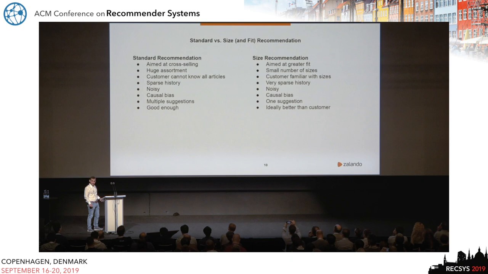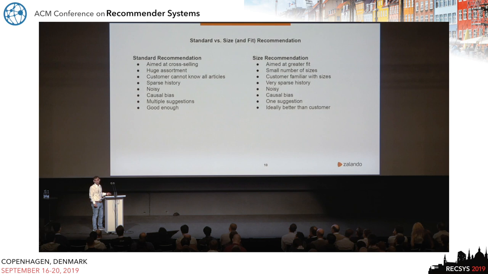Sparsity, here we have very sparse data, because again, you may have bought 10 different articles, but only two of them might be shoes, and now we want to recommend a size based on features. In both cases, there is noise, cost, and bias. Here you can make multiple suggestions, but here you ideally want to predict the right size. You want to be ideally better than customers, even when they think that this size is going to fit them, and maybe there is something wrong with the article that they just believe. You want to suggest the size they don't think they fit, but actually could.